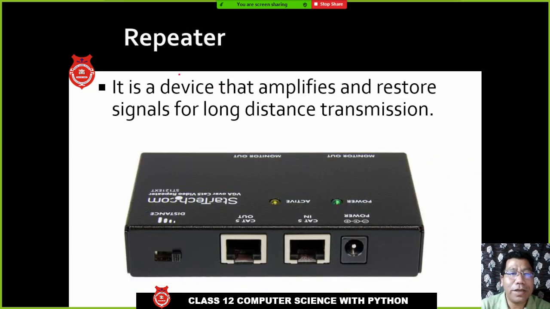All right, now let's go to the repeater. A repeater is a device that amplifies the signals and restores the signal for long distance. It is commonly used by cable TV operators when they are giving TV signal over long distances. They will use a repeater in between the cables so that the repeater will increase the signal strength, and then the customer can get a good signal.